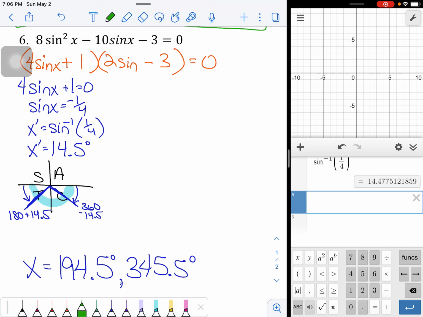Let's take a look at our second factor. So, whoops, 2 sine, did I lose an x in that problem? I did. 2 sine of x. We don't need no x's. All right, there we go. So 2 sine x minus 3 equals 0, which means the sine of x is going to be 3/2.